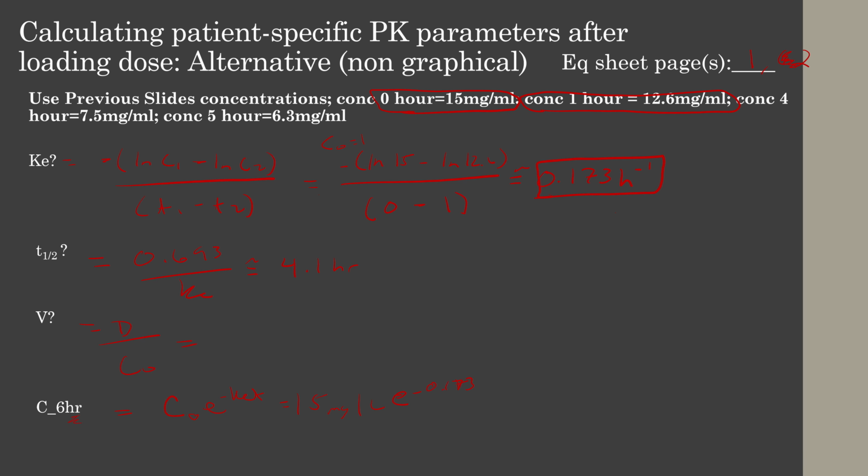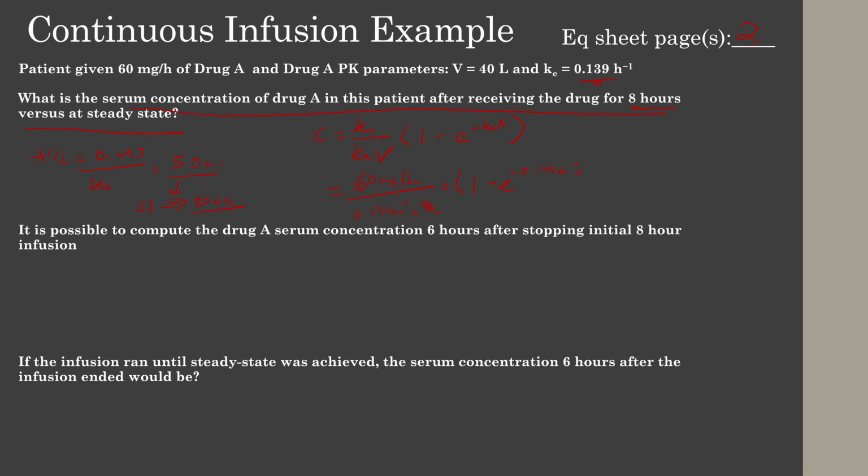So if we want to calculate this out, plug everything in, we've got 60 milligrams per hour over 0.139 hours to the negative 1 times V, which is 40 liters. And that's all multiplied by 1 minus e to the negative KET. So 0.139 hours to the negative 1 times, and what's the time we're looking for? 8 hours, right? So 8 hours. Put lots of parentheses here. Cross out our units. What else crosses out?